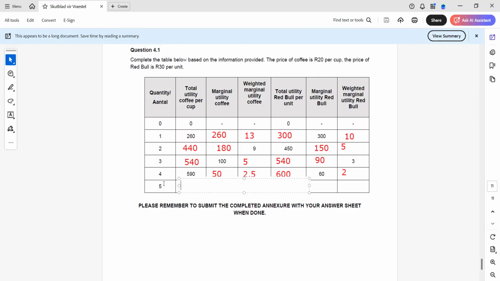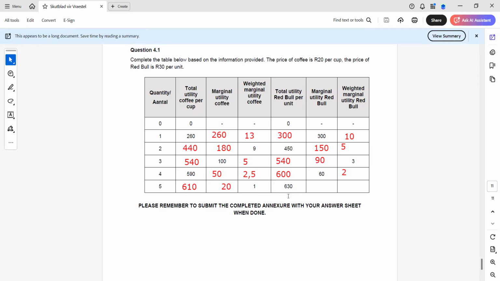And then to get your total utility, you know that to get 20, you took this one minus 590 and got 20, right? So to go back, you're going to add. So 590 plus 20, you get 610. And this side, we're only given the total utility for Red Bull.